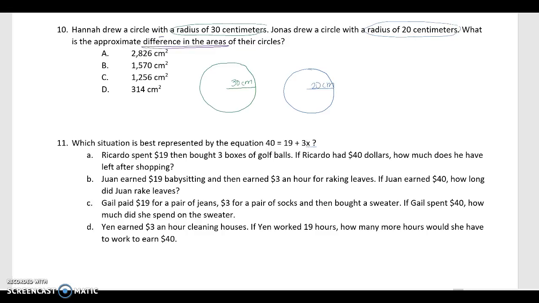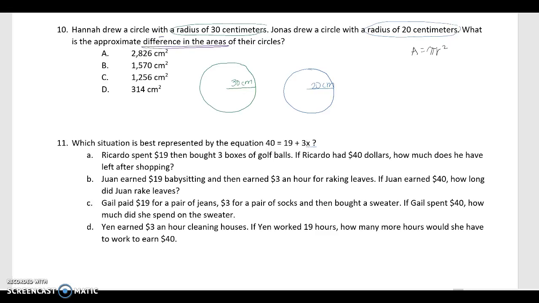So you need to use your area formula. So A equals pi r squared to find the area of each one. Don't forget, r squared means not r times 2, it means r times itself.